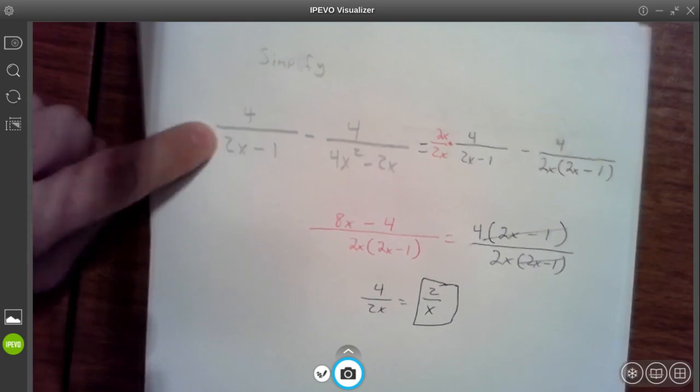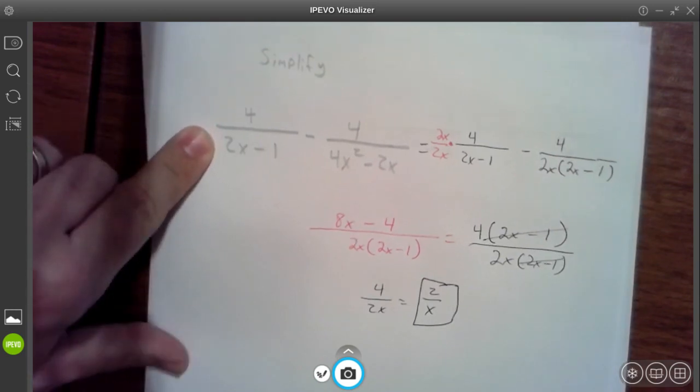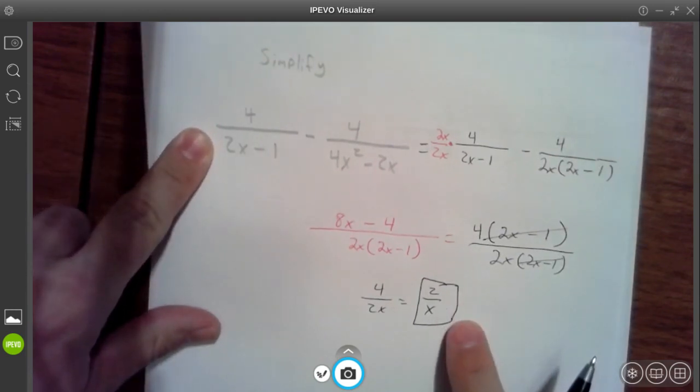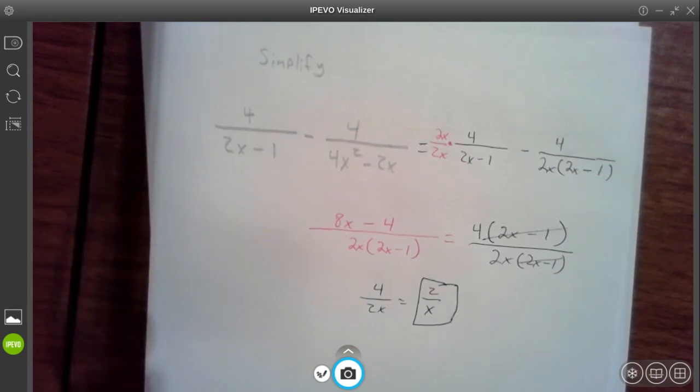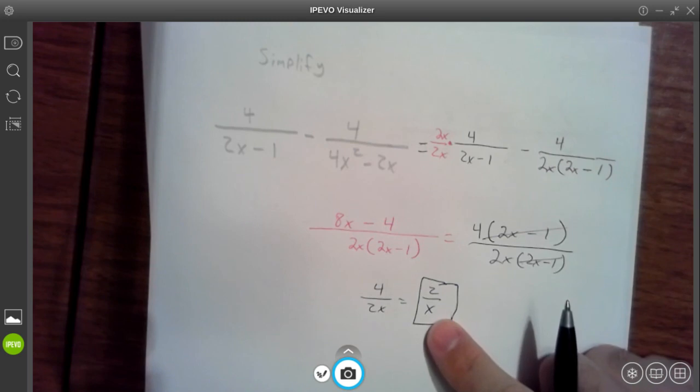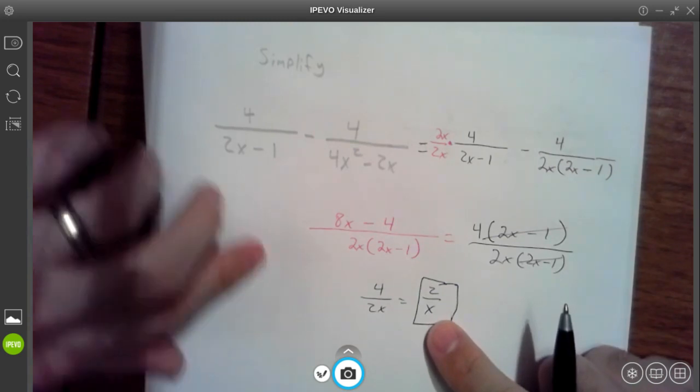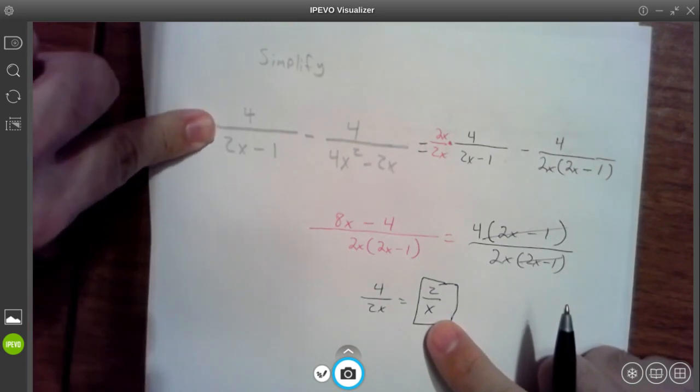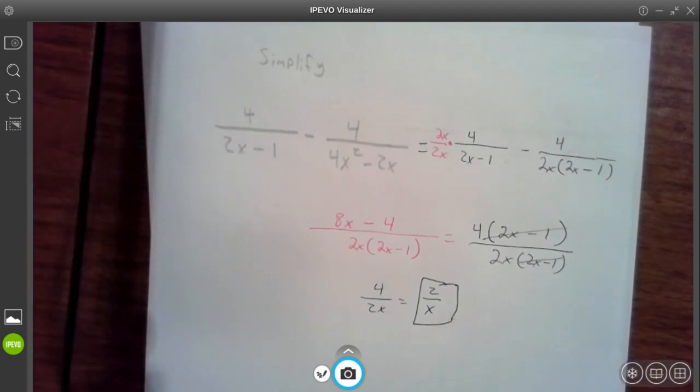So this expression simplified a lot. It ultimately whittles down to just 2 divided by x. So check your answer if you want to. Just plug in some number for x here, see what you get. Plug in that same number for x here, and hopefully you get the same answer back. All right, last one.